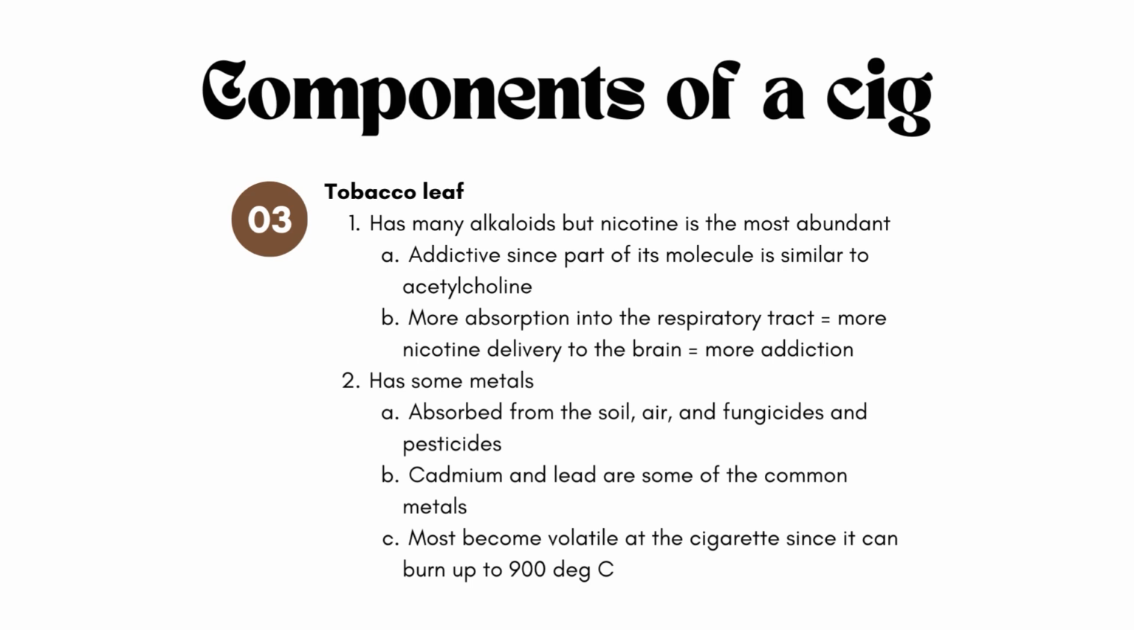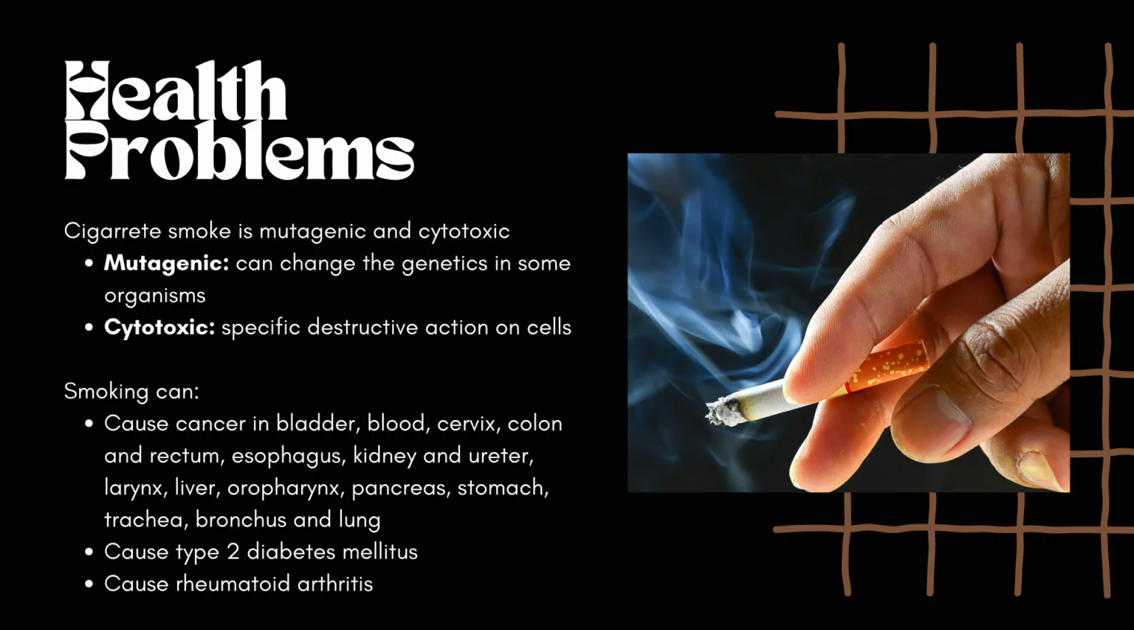A tobacco leaf also has some metals. They are absorbed from the soil, air, and fungicides and pesticides. Cadmium and lead are some of the most common metals it contains. Most metals become volatile in the cigarette since it can burn up to 900 degrees Celsius. But by the time it is inhaled, it changes from a gas to a particulate, making it harder to absorb in the lungs. Smoking cigarettes comes with its own health risks.